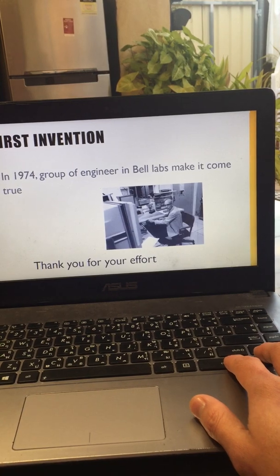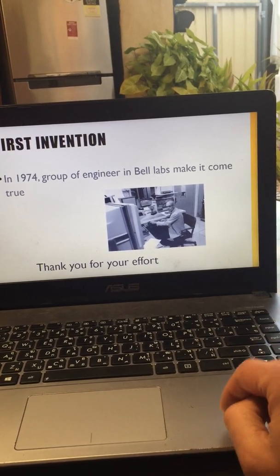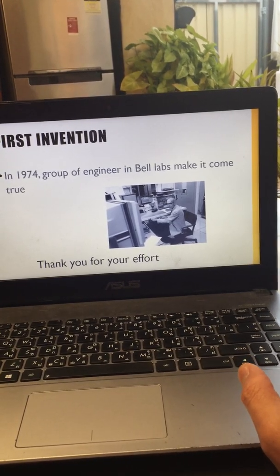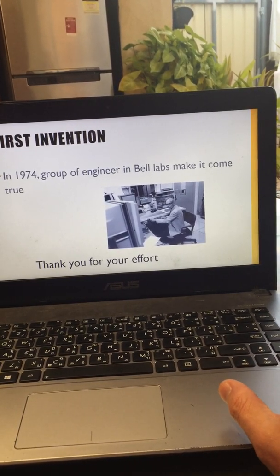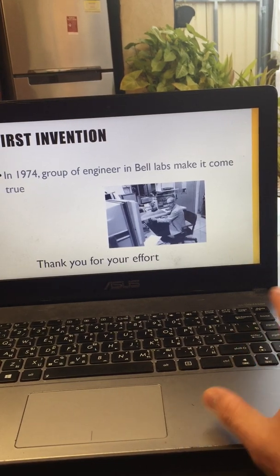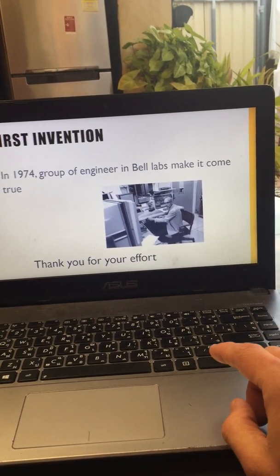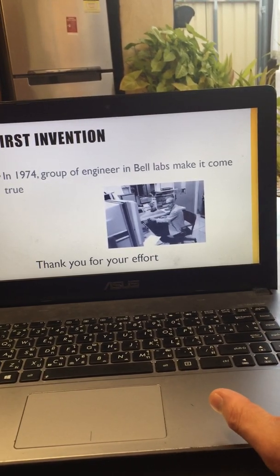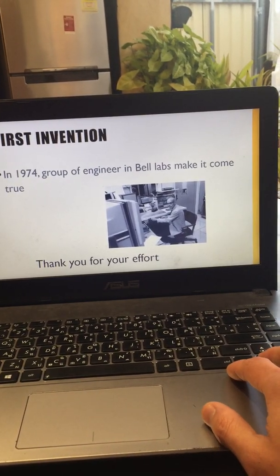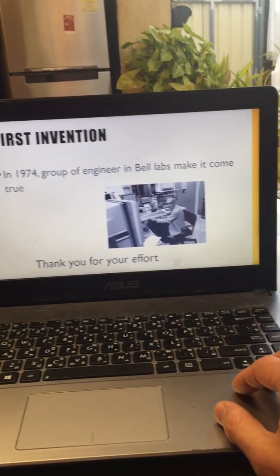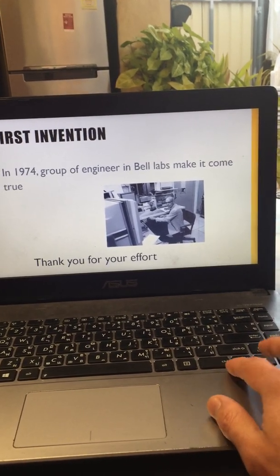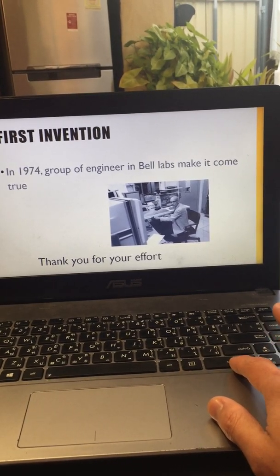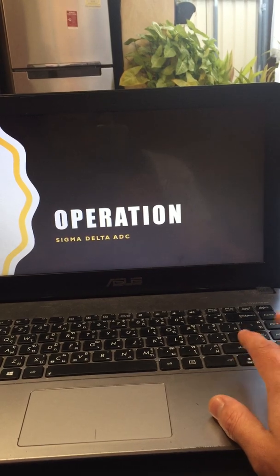This idea was first developed around 1940 or 1950 in France, but to make it happen, a group of engineers in the US made the first prototype in 1974. So we need to thank them for their effort in creating the amazing ADC converter. Now I will move on to its operation.